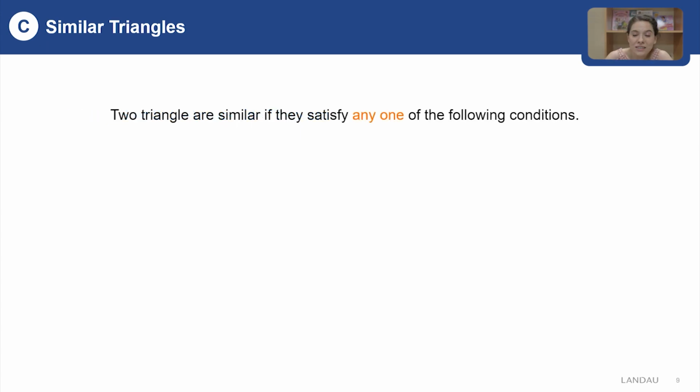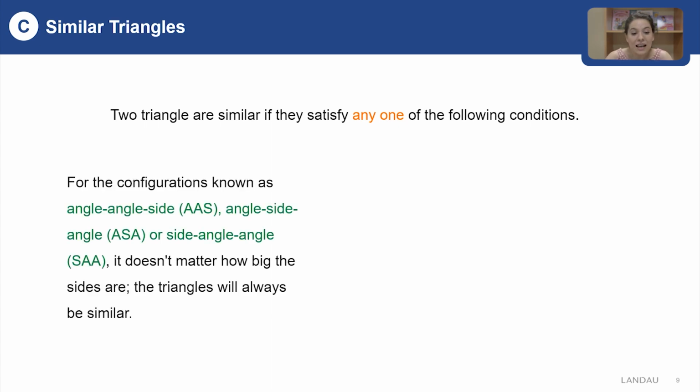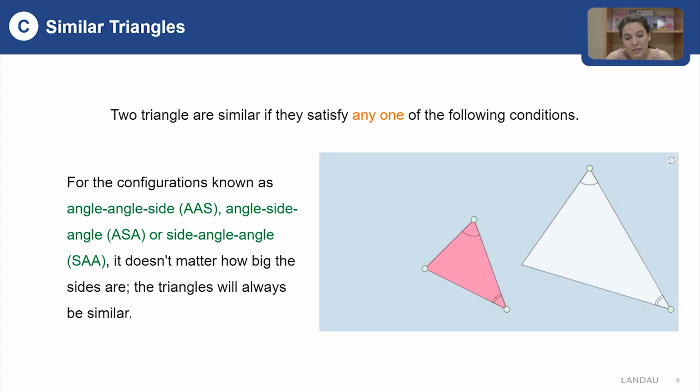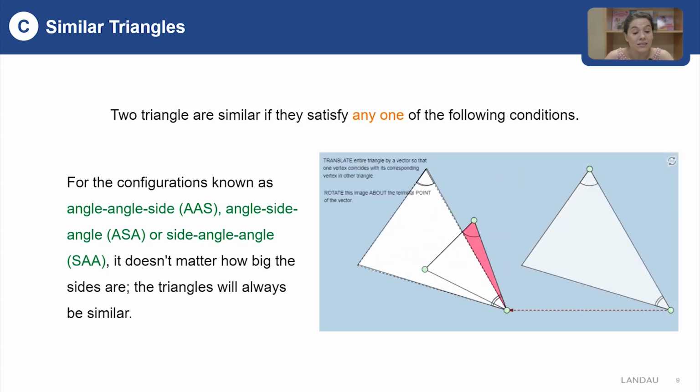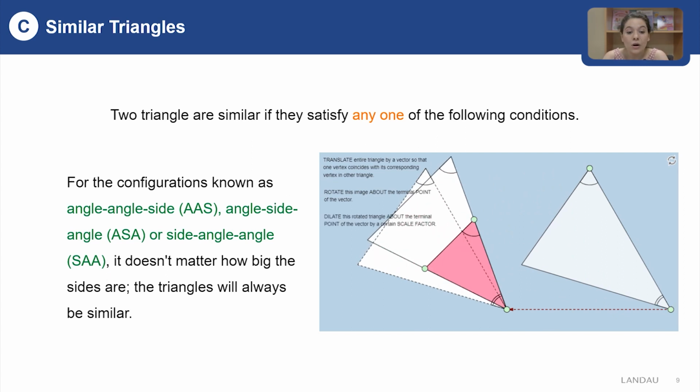For the last rule or condition for similarity in triangles, it says we have angle, angle, side. It means AAS, or you can say angle, side, angle, or ASA, or just side, angle and angle, or SAA. So it doesn't matter how big the sides are, the triangles will always be similar.